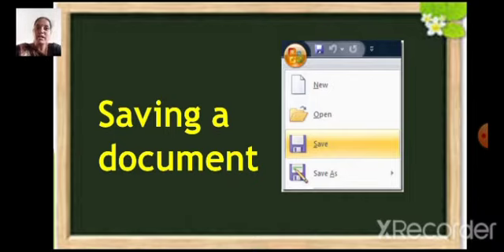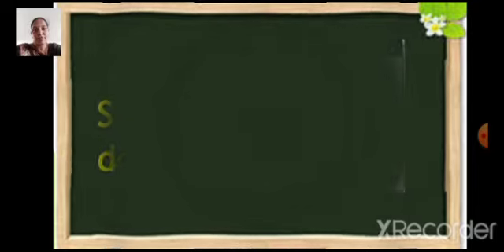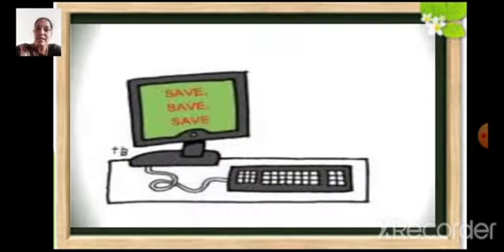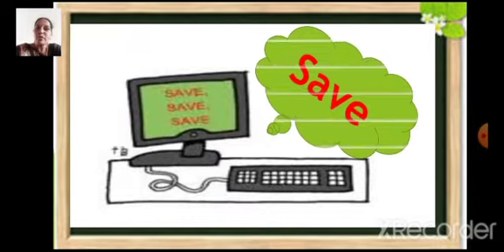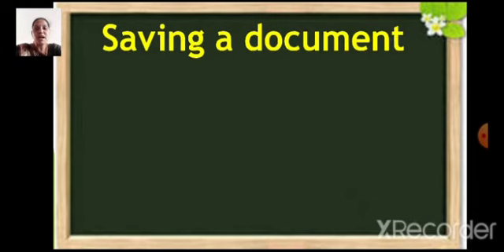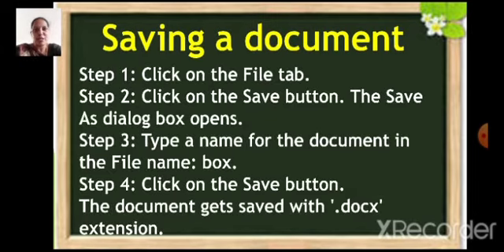In MS Word, after typing the text, we can save that for future use. If you need to use the same text again, we have to save our work. Let us see the steps how to save a document. So in MS Word, after typing the text, that will become a document. How to save the document, let us learn now.